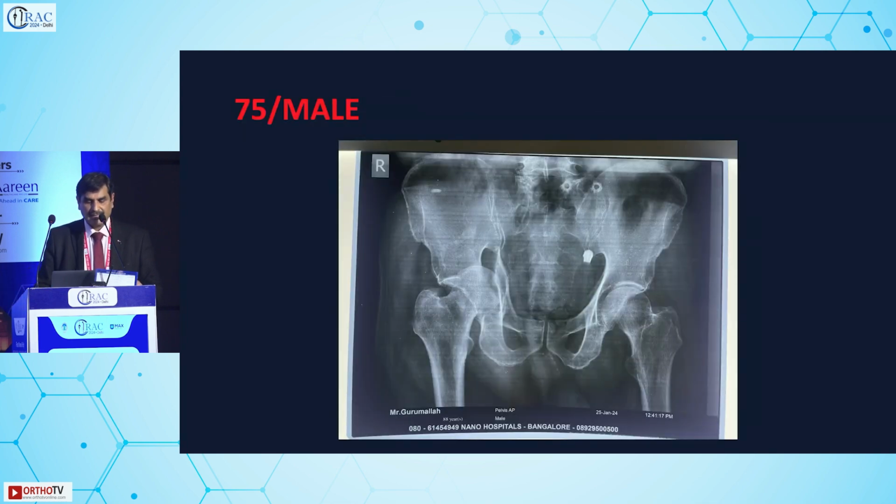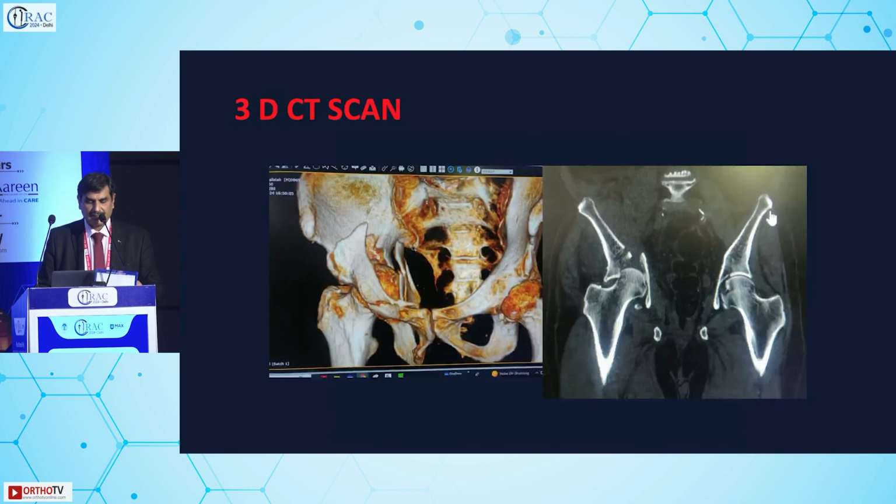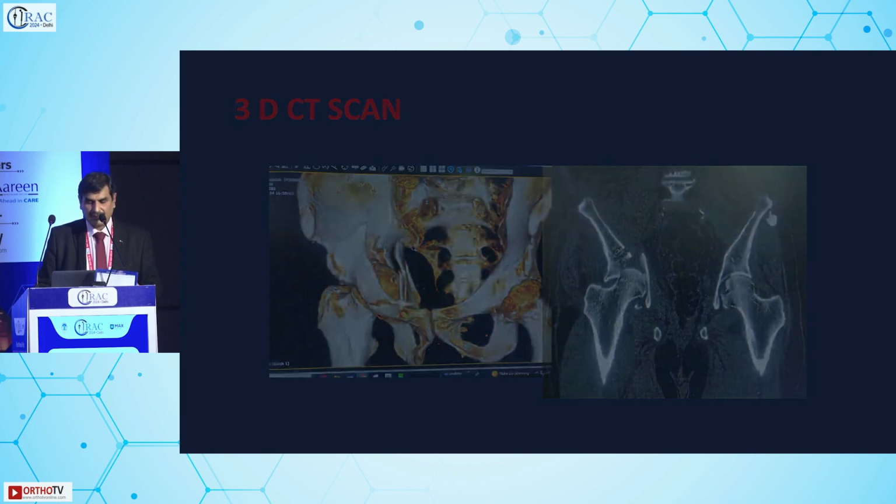Second one is an elderly patient who had a fall. You think it's a central fracture dislocation. When you do a 3D CT, we will be able to diagnose a pelvic discontinuity. The management of it will be in the next talks.